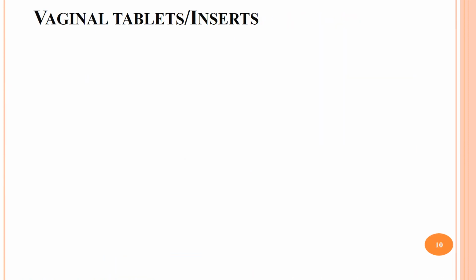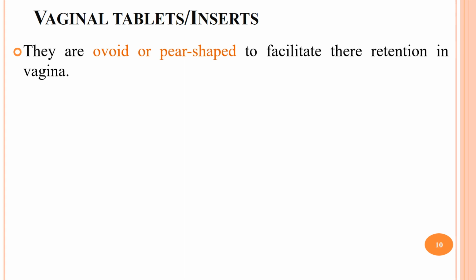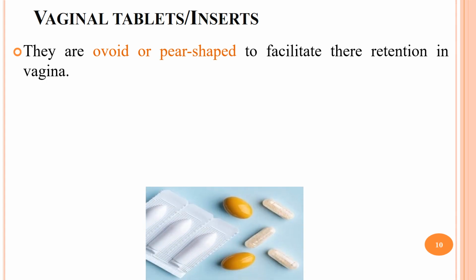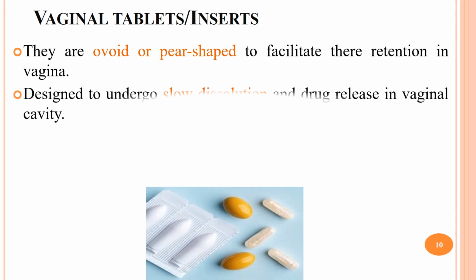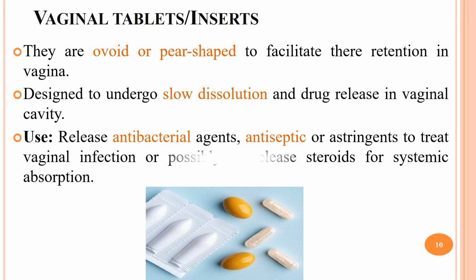The next subclass is the vaginal tablets or inserts. They are ovoid or pear shaped to facilitate their retention in the vagina. They are designed to undergo slow dissolution and drug release in vaginal cavity. The uses of these tablets are to release antibacterial agents, antiseptics or astringents to treat vaginal infection or possibly to release the steroids for systemic absorption.